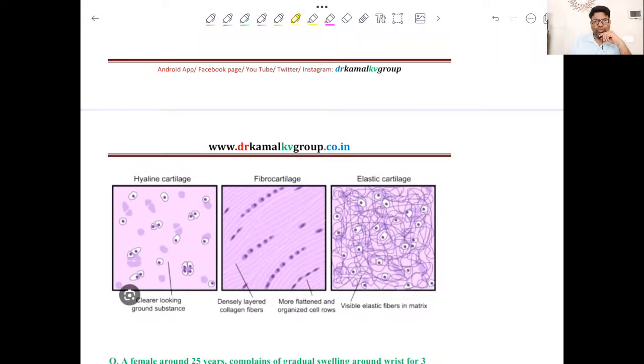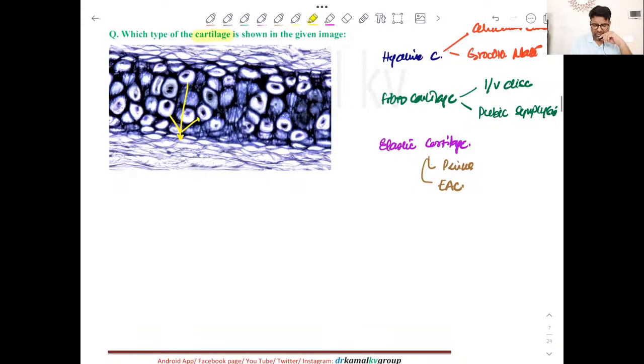Now, out of the three types, the easiest to identify is the fibrocartilage, right? You can simply see organized cell rows, right? So you can see the cells in a line. So fibrocartilage is easiest to identify, and then elastic is all mixed up, but in hyaline we can see a clear-looking ground substance, right? So if you look here, neither is it a linear orientation of the cells, nor is there a clear background, so we can go for elastic cartilage, right?